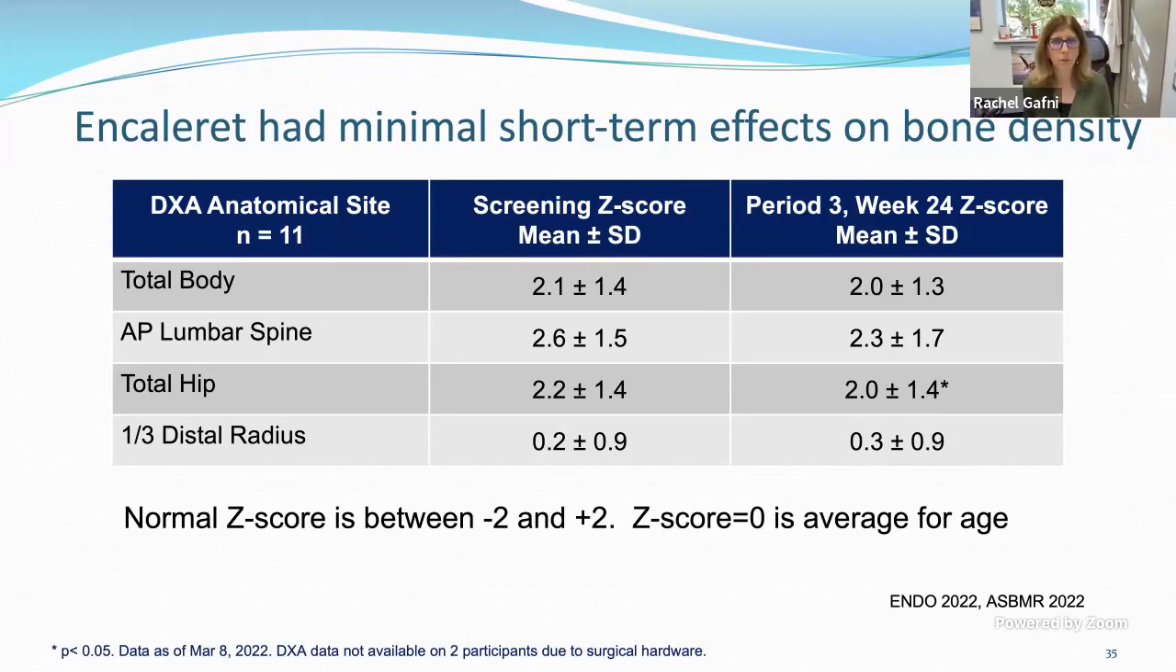And you can see at the screening, which is typical for hypoparathyroidism, that the Z-scores are a little bit higher than 2 for most sites, except for the distal radius, the forearm. And that's because most people with hypoparathyroidism typically have high bone density.